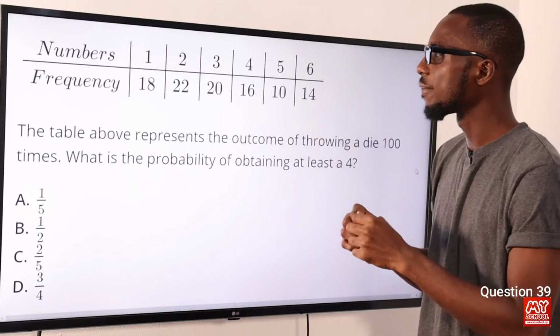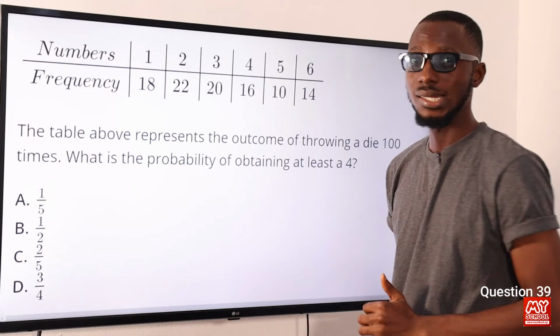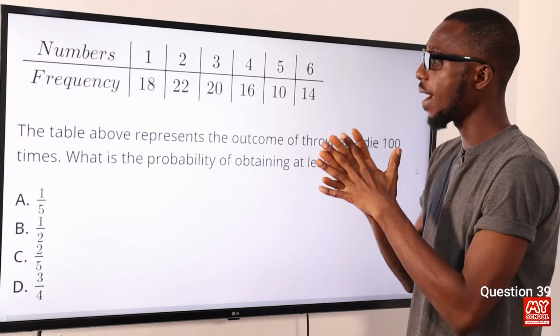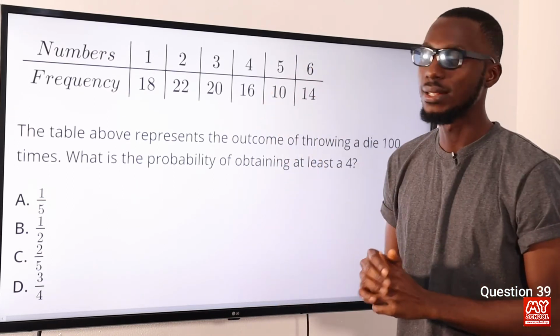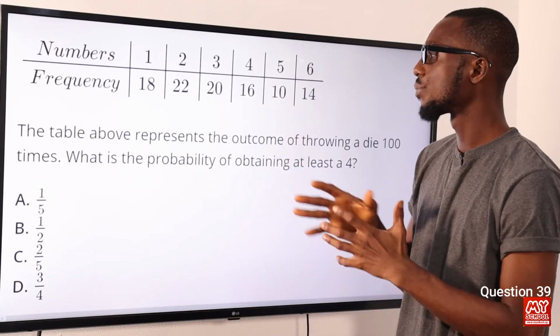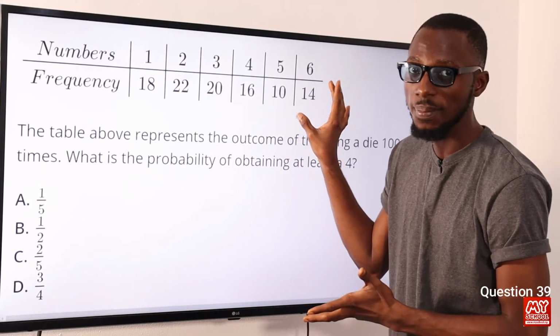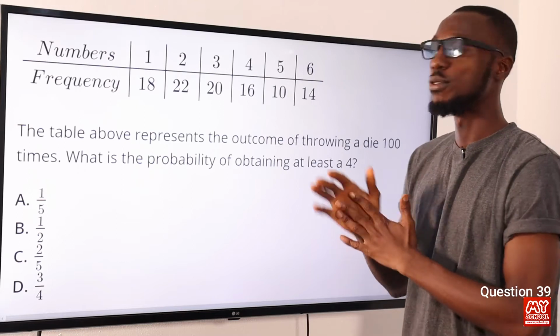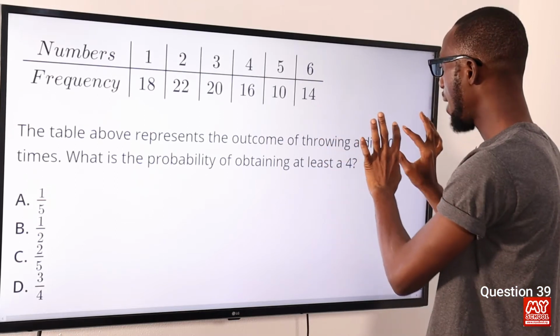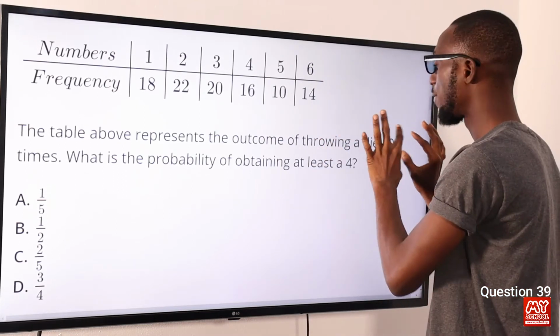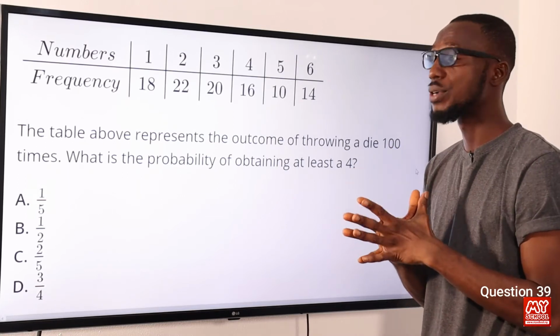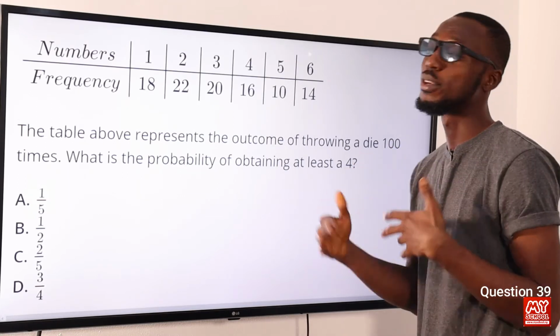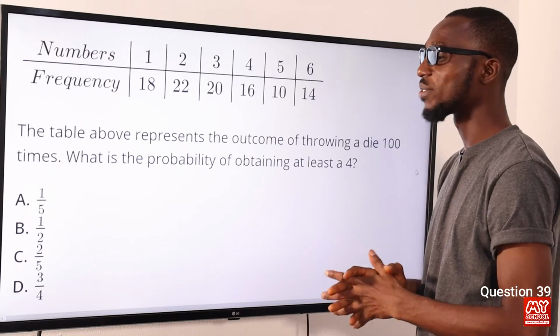So how many times did a 4 come up? We have 16 times. How many times did a 5 come up? We have 10. 16 plus 10, that is 26. 26 plus 14, that is 40. So 40 over the number of times that the die is thrown, that is 40 over 100. 40 over 100 is 2 over 5, if you do your simple division. So the correct option here is option C.